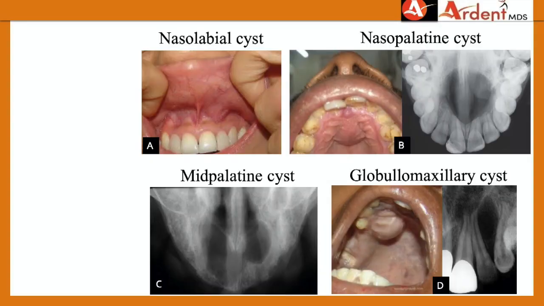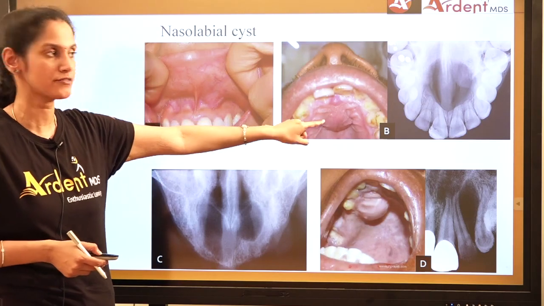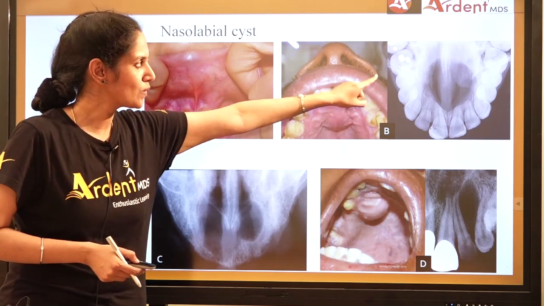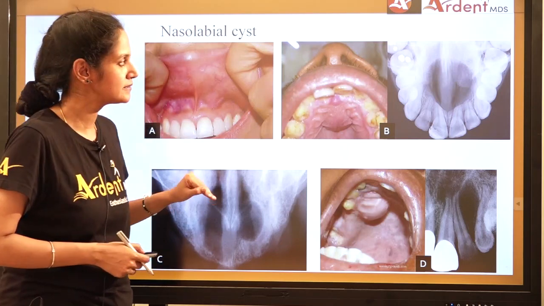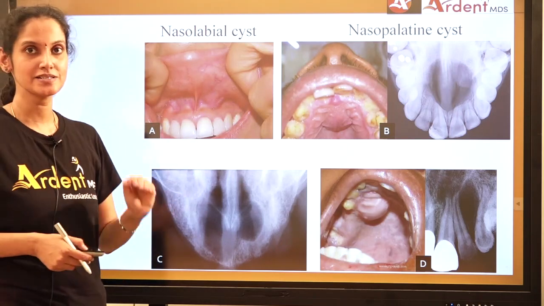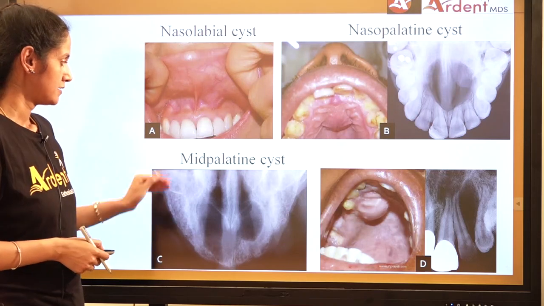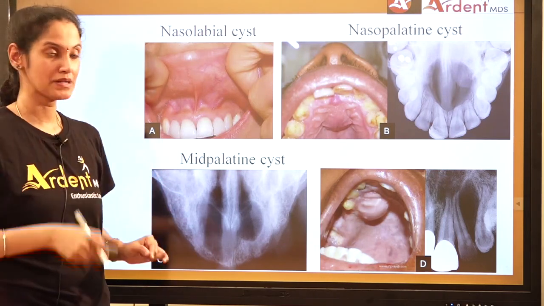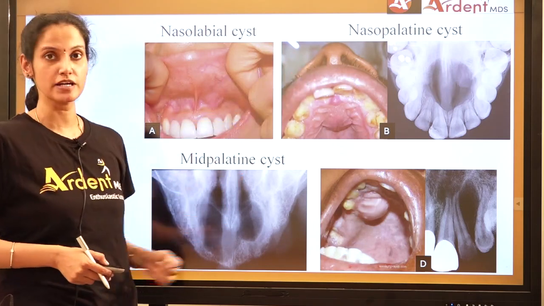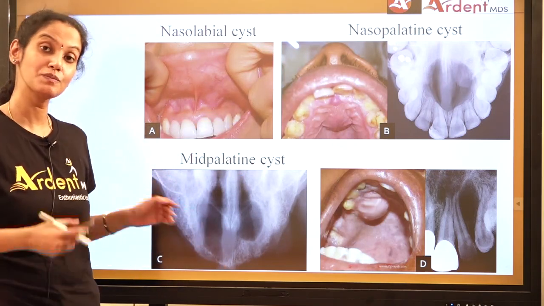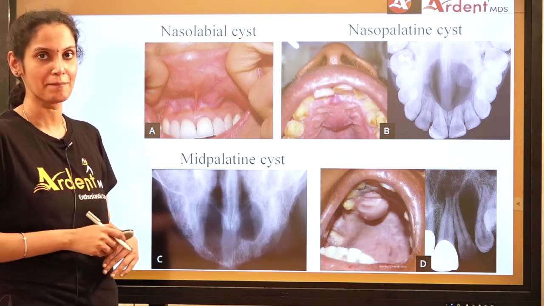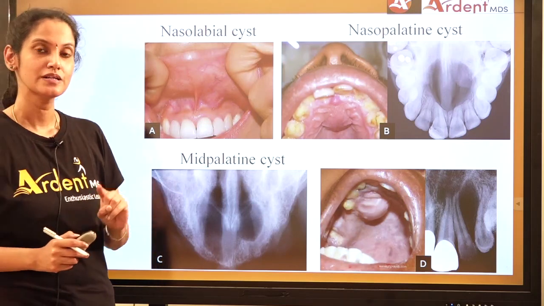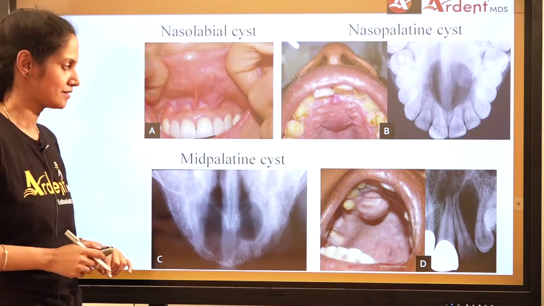So, first picture is nasolabial cyst, soft tissue cyst. The soft fluctuant swelling in the anterior part of the palate. You find a well circumscribed radiolucent lesion present in the anterior segment of the palate. That is your nasopalatine cyst. This is the mid-palatine cyst. To differentiate it from the nasopalatine cyst, the mid-palatine cyst will be present posterior to the incisive canal, okay, posterior to the palatine papilla. It will have no connection with the nasopalatine duct or the incisive canal.